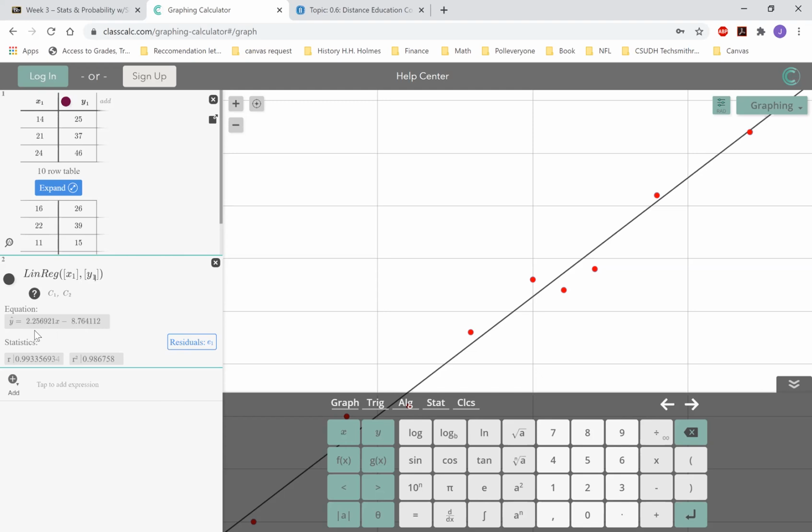All right, but that's it. So that's how you double check your answer. And also, if you look right here, it also gives you the R value. So that way you can also double check your R value.